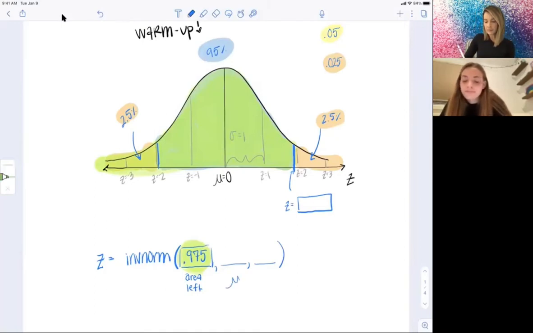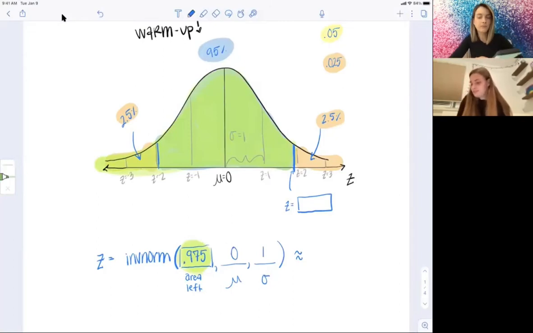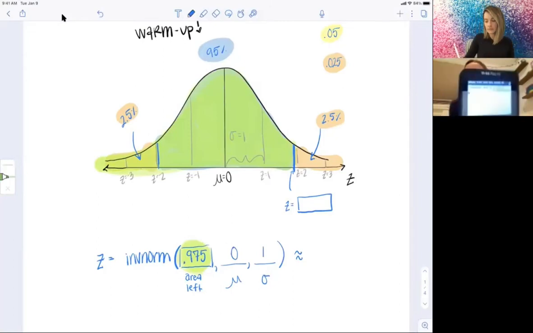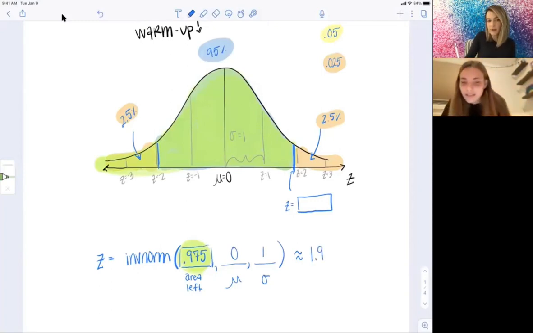And then we want to put the mean, which is 0 right now, and the standard deviation, which is 1 right now, because we're on the standard normal curve. And this will come out to be 1 point, what? It's almost 2. Can you do it for me? I got 1.959. Okay. Could we call it? Yeah. Let's call it 1.96.